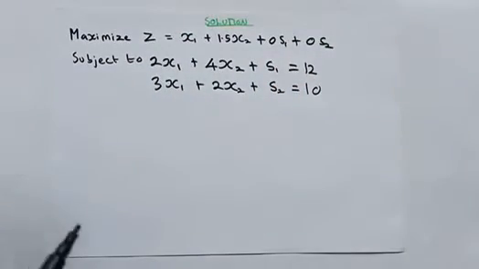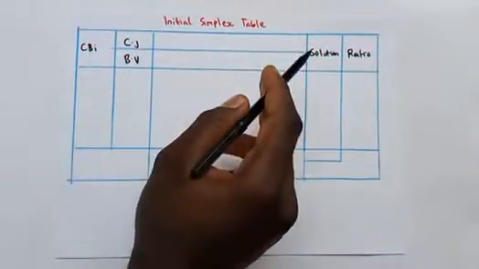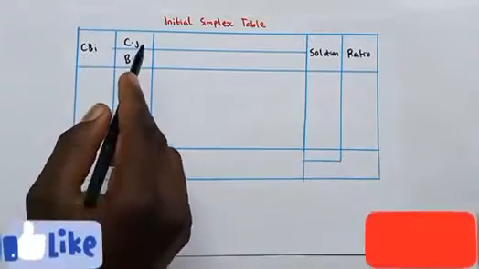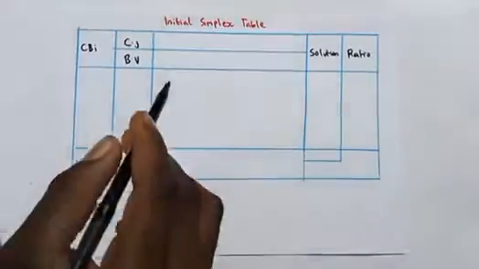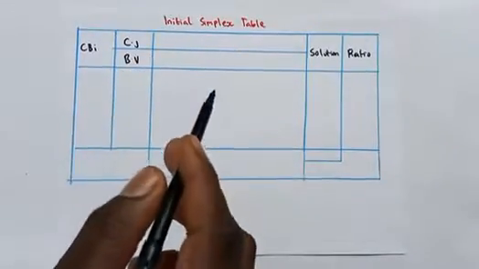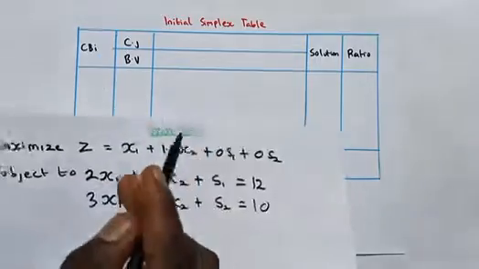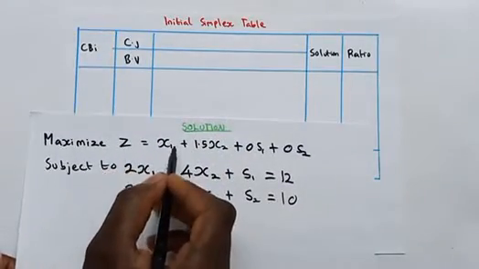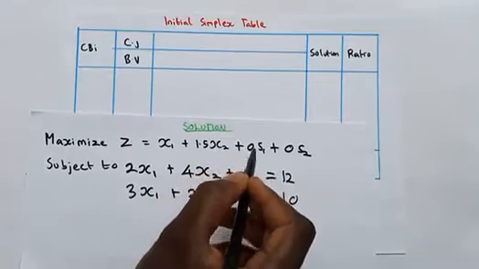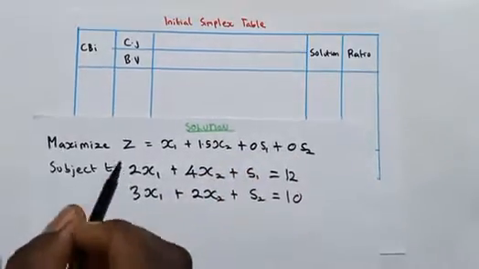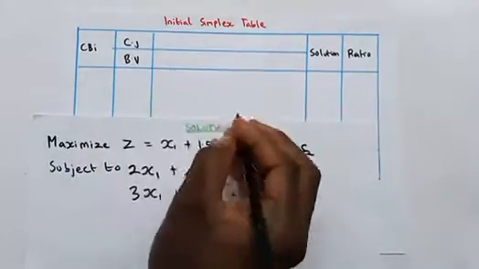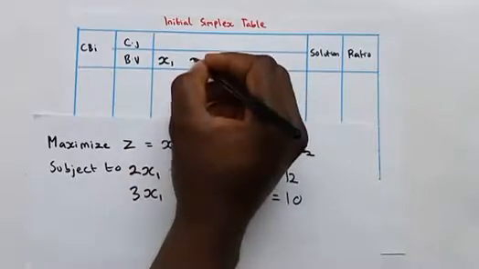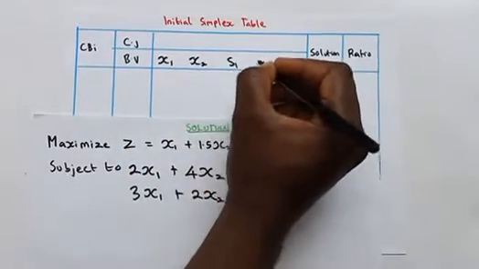The next thing to do is to frame your initial simplex table. Here is my initial simplex table. We have the CBi, the Cj, the basic variables, the solution, and the ratio. Let me explain this table. The variables are the variables of the objective function. Look at the objective function here: Z equals x1 plus 1.5 x2 plus 0s1 plus 0s2. So the variables here are x1, x2, s1, and s2.